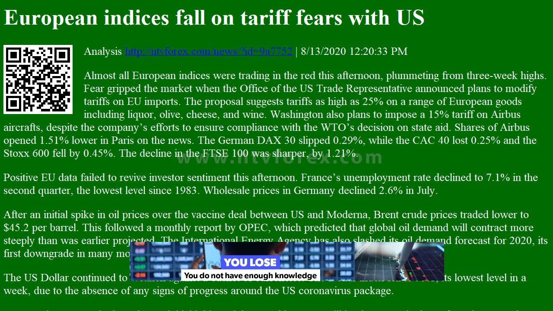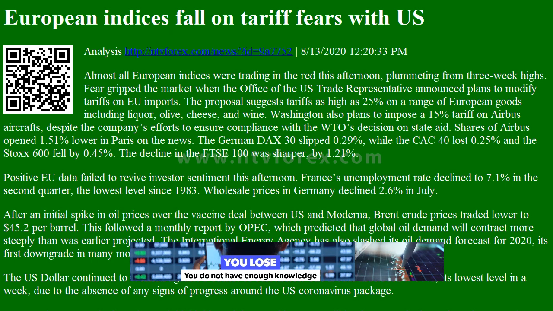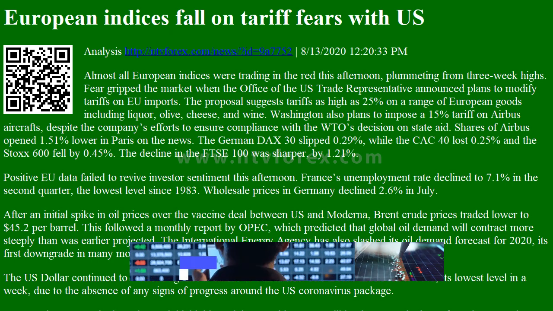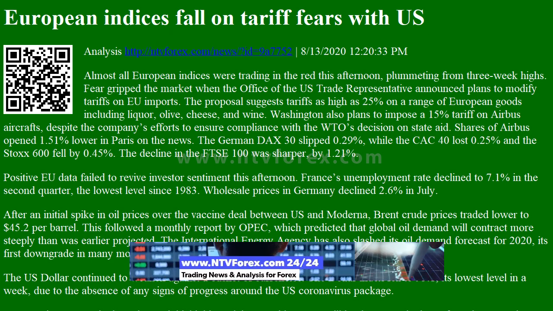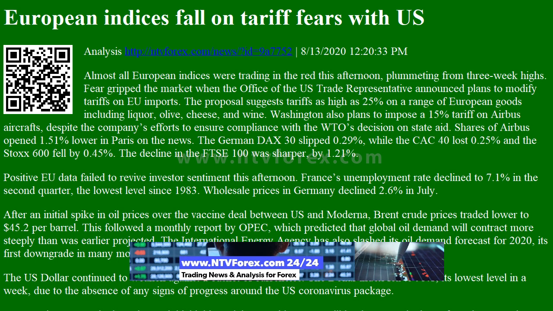European indices fall on tariff fears, with US analysis. Almost all European indices were trading in the red this afternoon, plummeting from 3-week highs.